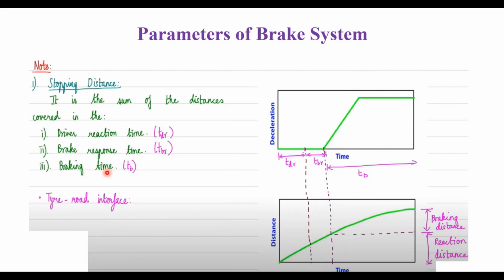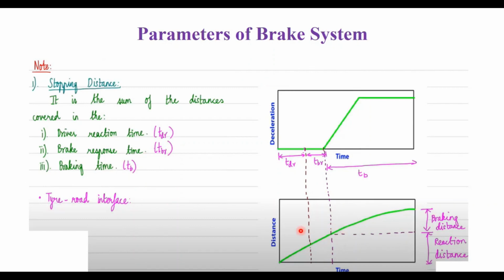Okay. Normally what we call the stopping distance. When you apply the brake, the distance at which it stops is nothing but the stopping distance. But there are different parameters involved while calculating the stopping distance. It is nothing but the summation of three distances. First one is the driver reaction time, which is TDR. Next comes the brake response time, which is TBR. And third is the brake time, which is TB.